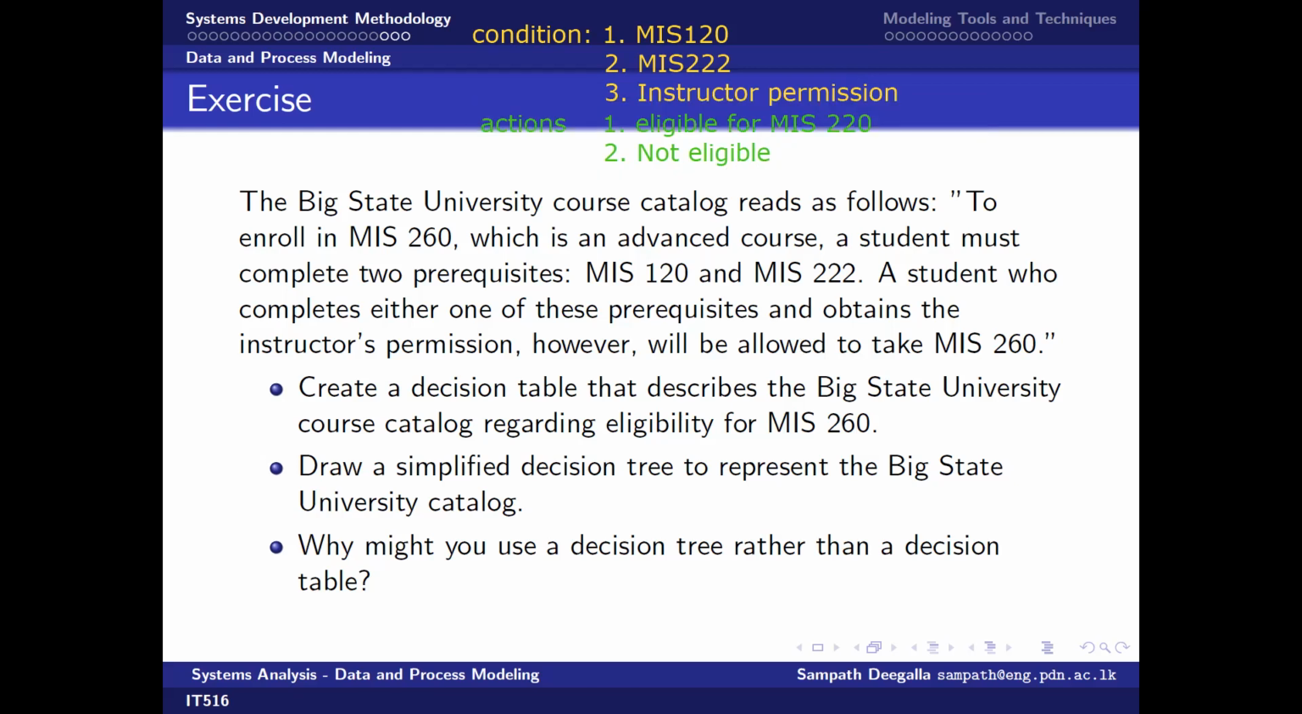I don't know if this is right or wrong. Can we treat selecting both MIS 120 and MIS 222 as one condition? Yes, you are free to select that. Now I got your point. One condition would be completing both, and the second condition would be completing one of them. Is that what you are saying, right?